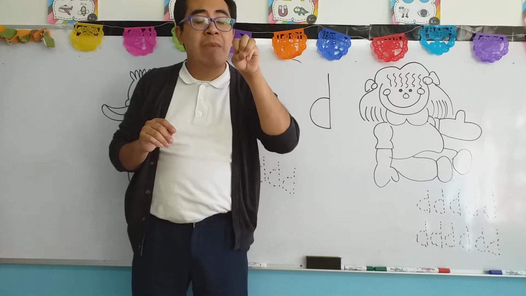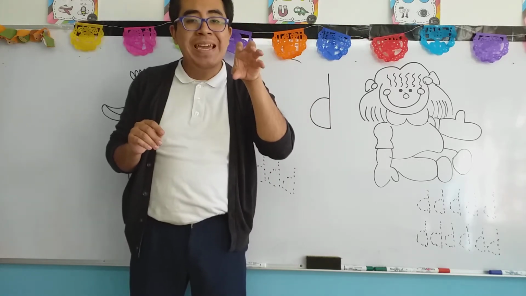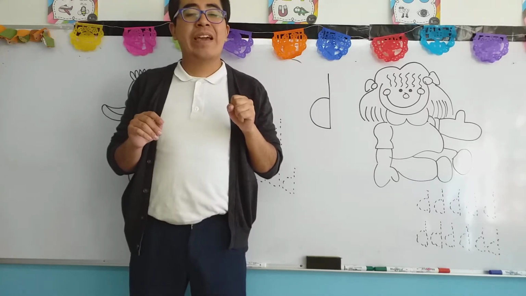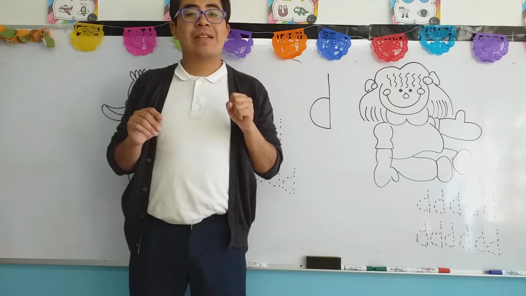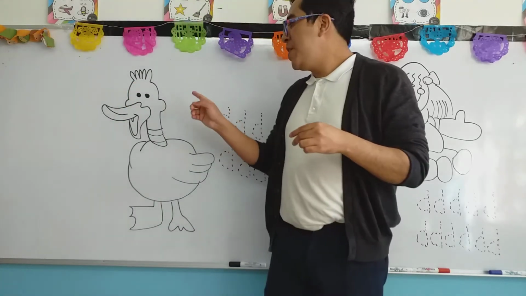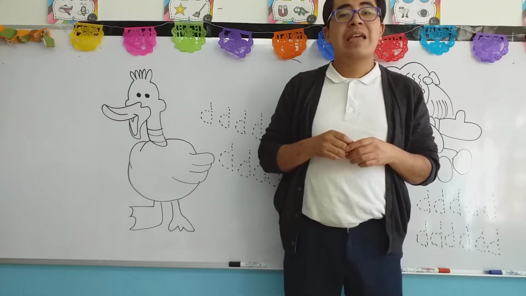We close our mouth for a second, B, and the other is D, of Diego, dragon, dog. So for today, let's begin with an animal of the farm, the dog.